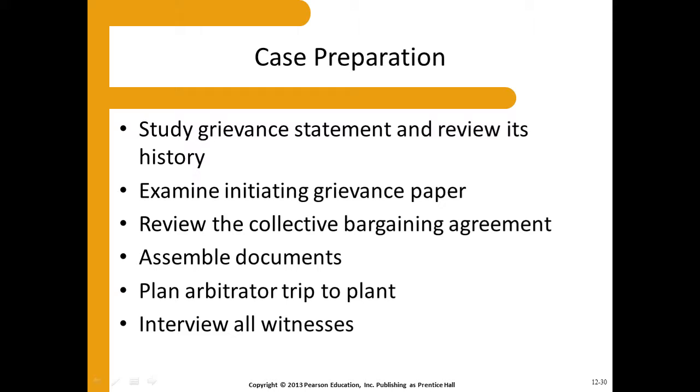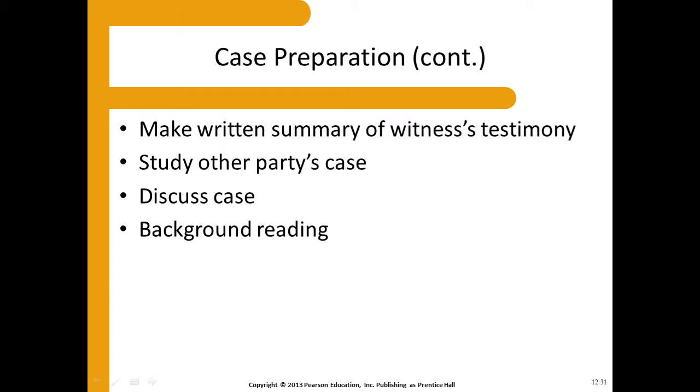If you think that the arbitrator should visit the plant or job site for on-the-spot investigation, make plans in advance. And the arbitrator under those circumstances should be accompanied by both representatives of the parties. There should be an interview of all witnesses, and they should certainly understand the whole case and particularly the importance of their own testimony. We would also want to make a written summary of each proposed witness's testimony, which becomes useful as a checklist at the hearing to make sure nothing is overlooked. We want to study the other side of the case also and be prepared to answer the opposing evidence and arguments.